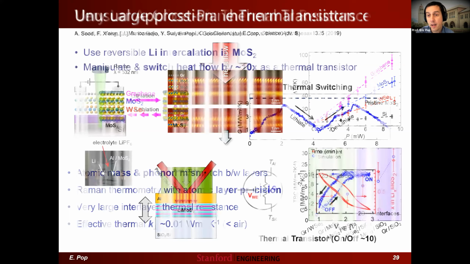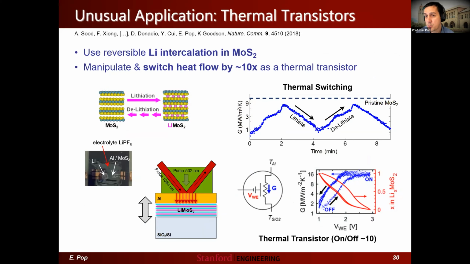Okay, another thing that we demonstrated, which is pretty unusual, I think, is to take layered 2D materials. In this case, this is actually just pretty thick MoS2. But then to intercalate it with lithium. So you push the lithium in, you take it out. You push the lithium in, you take it out. It sounds like a battery. We worked with battery experts to make this work. And then we measured the thermal conductivity, thermal conductance across these layers.